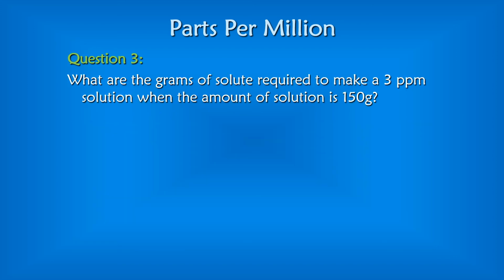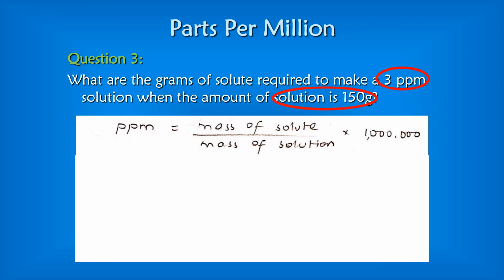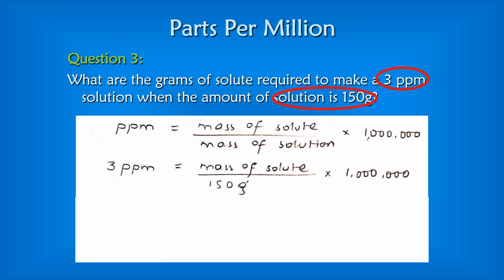Now this is the type of question that I was talking about earlier. Here we are given the parts per million of the solution and we are given the amount of solution and we have to calculate the grams of the solute. So in this case, once again, we'll start off by writing the equation and then we'll just plug in the numbers. So right now we are given 3 parts per million and we are given 150 grams as the mass of the solution.